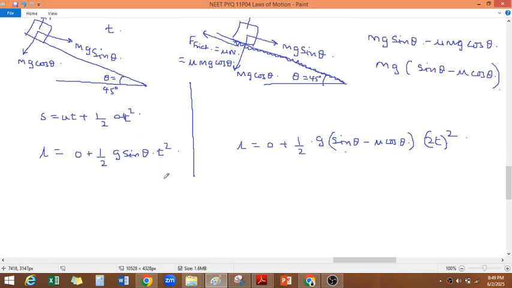I think we are supposed to find the mu. Just for your understanding, I kept it as theta. You can substitute 45 here, right? Sin 45, cos 45.